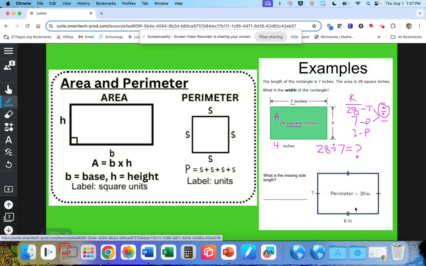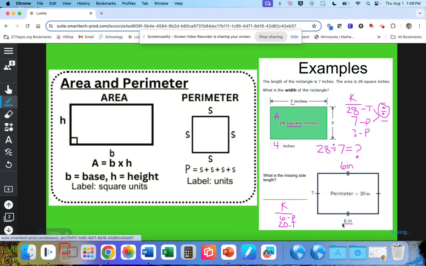On the bottom one here, they give us a side length, so those are our knowns. We know 6 is a side length, and it says the perimeter is 20 inches. So we have a total of 20, and we have a part of 6. So we're missing our other part. Now, this one's going to be a little different because it's perimeter. Perimeter means that we are adding all the outside measurements. Now, if we know that this one is 6, then the opposite side is also 6 inches.